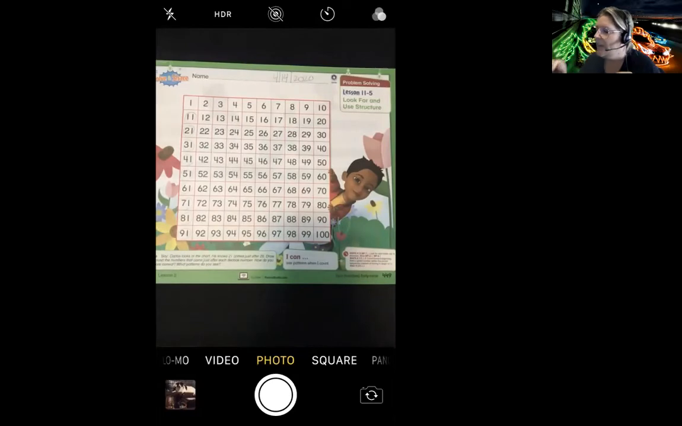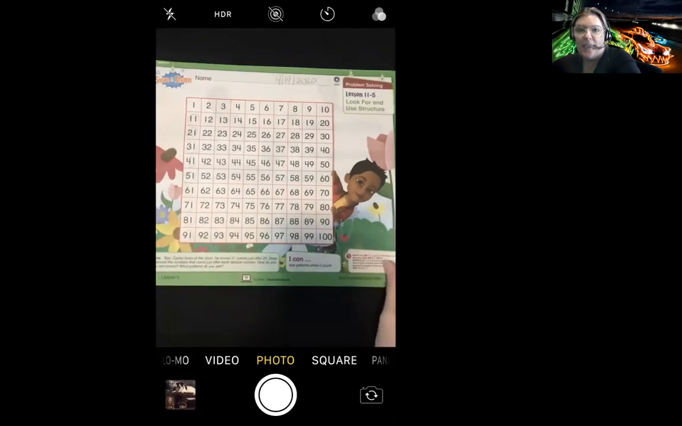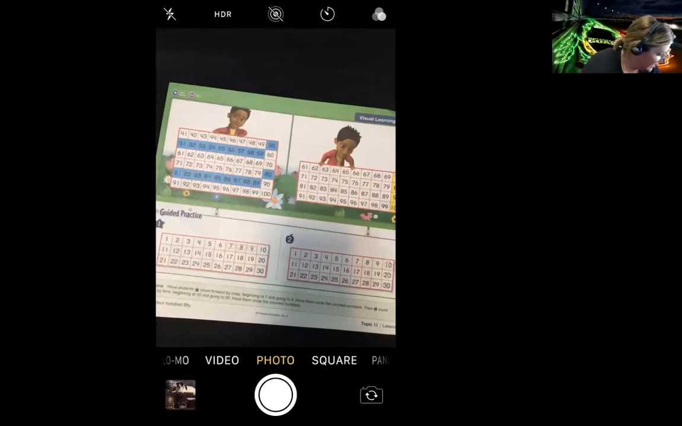All right, we're going to go ahead and turn the page over, and we're going to go to page 450.